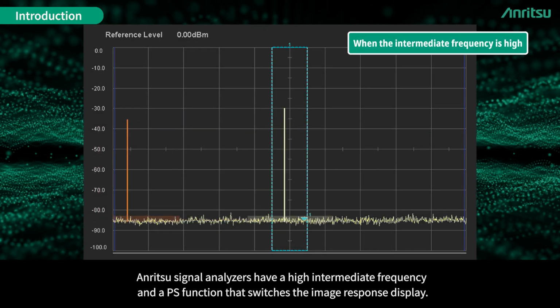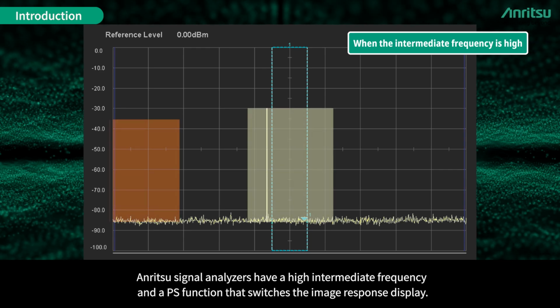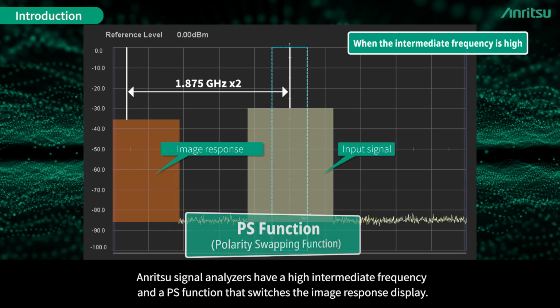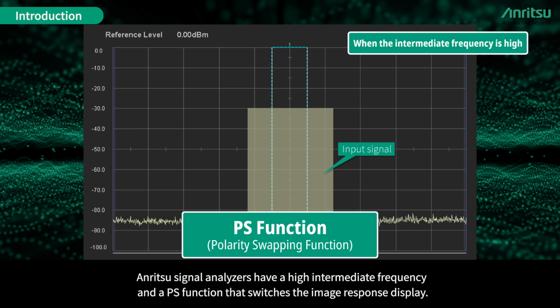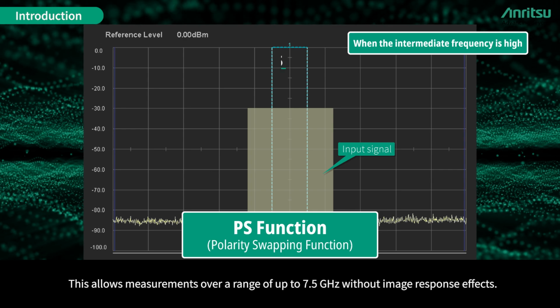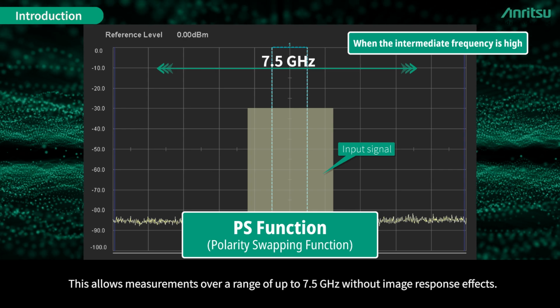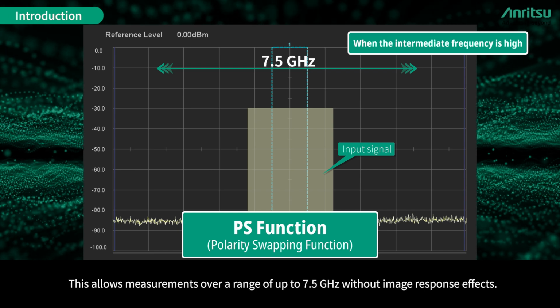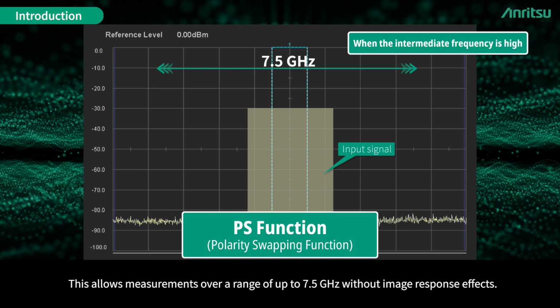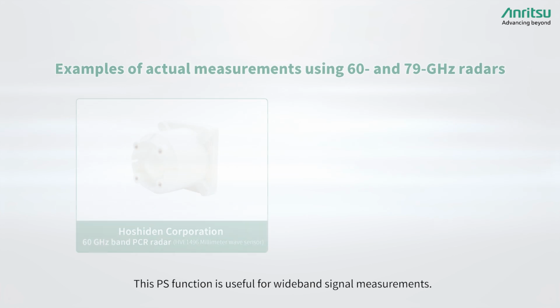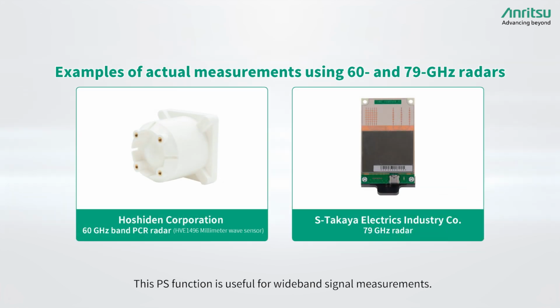Anritsu Signal Analyzers have a high intermediate frequency and a PS function that switches the image response display. This allows measurements over a range of up to 7.5 GHz without image response effects. This PS function is useful for wideband signal measurements.